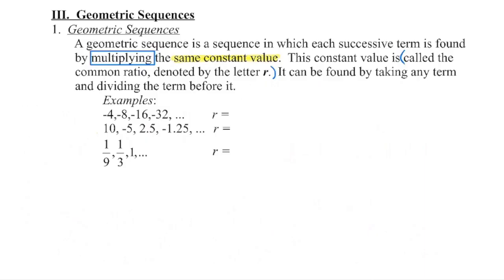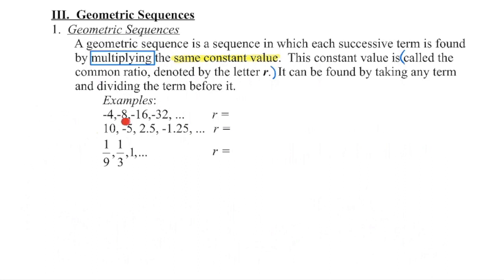A geometric sequence is a sequence where each new term is found by multiplying the previous term by the same number. That number that we're multiplying by is referred to as a common ratio, and we can find that common ratio by taking a term, dividing by the term right before it, and that will tell us what we multiplied by.